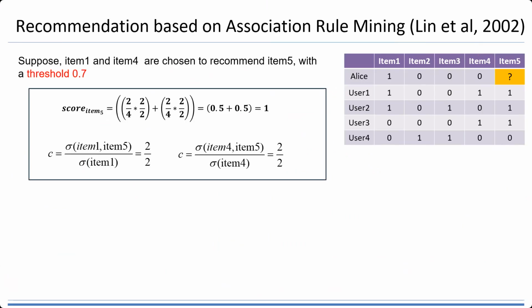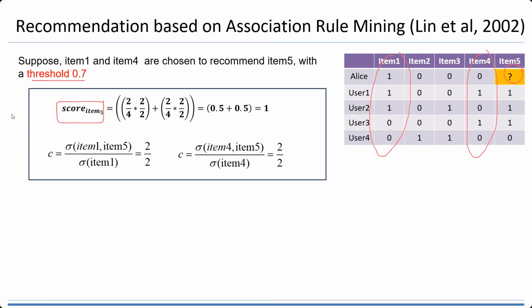Now let's see. Suppose item 1 and item 4 are chosen to recommend item 5. So we choose item 1 and item 4 to recommend item 5. So I want to know whether item 1 and item 4 are good to recommend item 5. And let's determine the threshold, 0.7. So in this case, I want to put the threshold for the score.